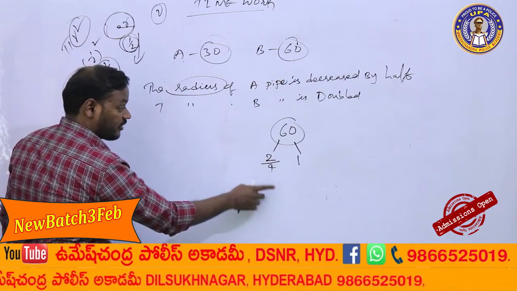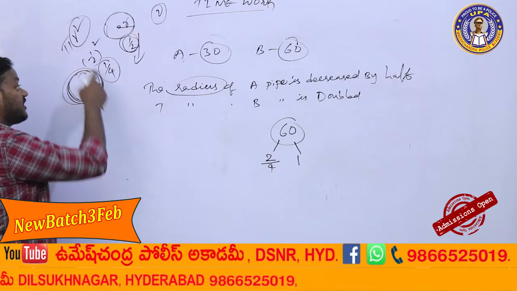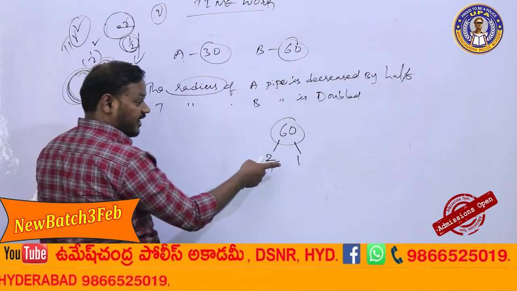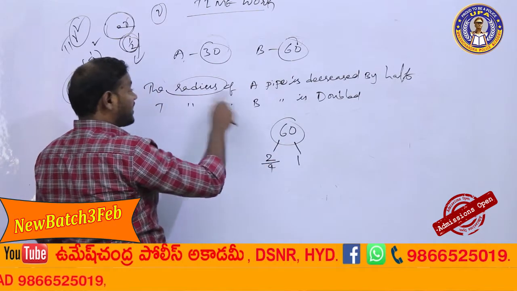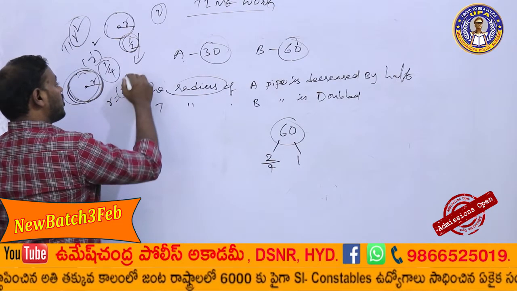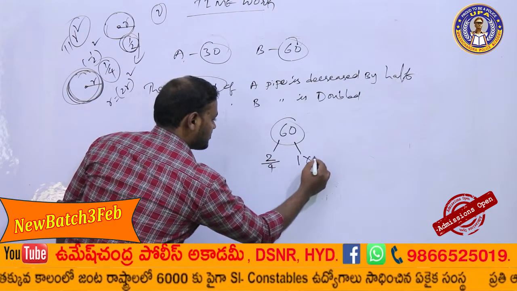2 by 4th. Why 4th? Because it is 1 by 2. Logically the square value will be decreased in the area of the circle. That is the main thing we have. So let's go for the next one. 1 liter. But the radius is doubled, so r becomes 2r. Logically 2r whole square will be there, right? So logically the capacity will be increased 4 times.